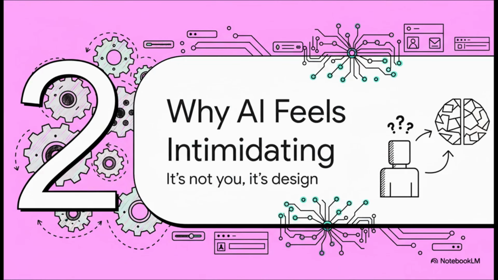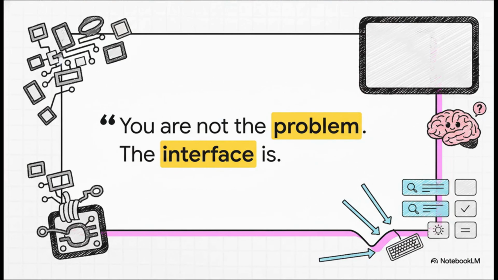Okay, so if it's not us, then what is it? Why does this paralysis seem to happen so much with these new AI tools? Well, it turns out it has a lot less to do with you and a lot more to do with how they're actually designed. And I really want this to sink in. You are not the problem. The interface is. The truth is, most AI tools weren't really designed with cautious, thoughtful adults in mind. They kind of just throw you into this blank box and expect you to magically know what to do.